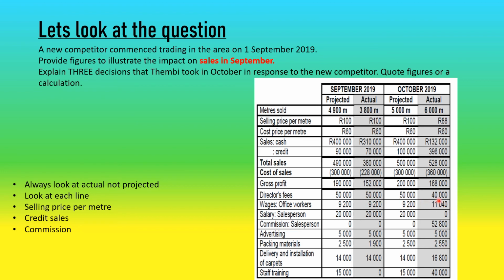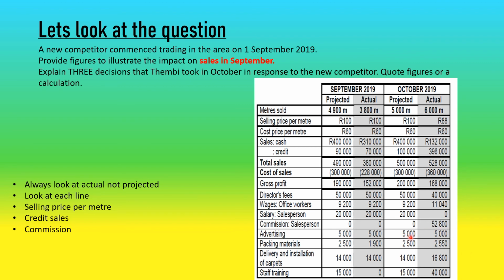We know that the director's fees went down. It had nothing to do with the competitor. We know the office workers went up. It had nothing to do with the competitor. The salary of the salesperson and the commission of the salesperson, you can see what happened. The salesperson's salary structure was changed. He sold actually more. Although we're paying him more salary, he actually did more work to sell your products.